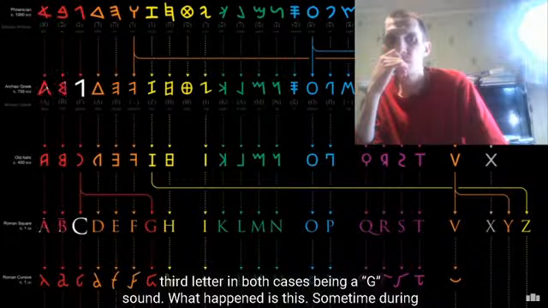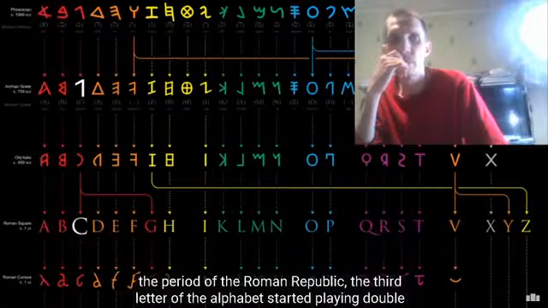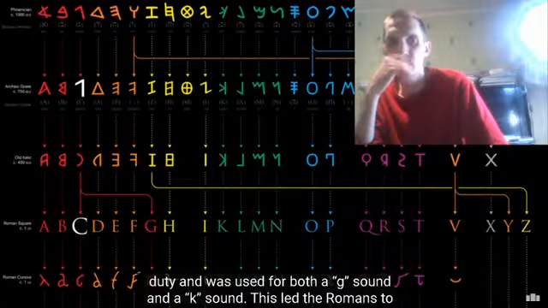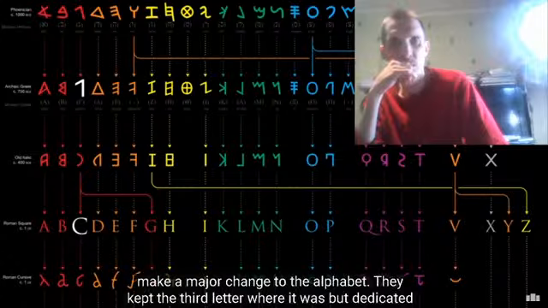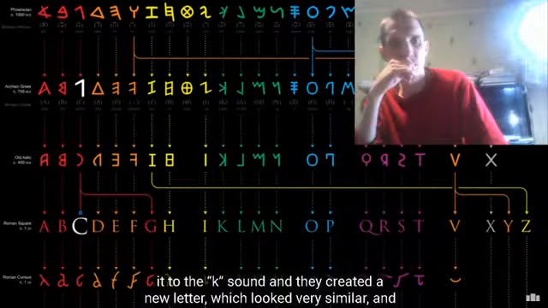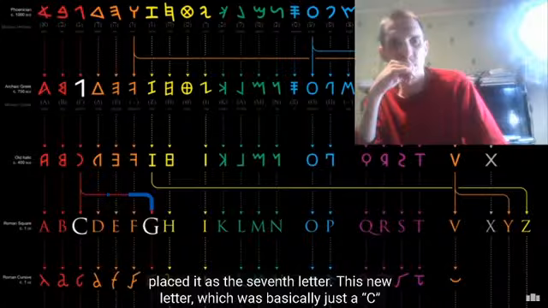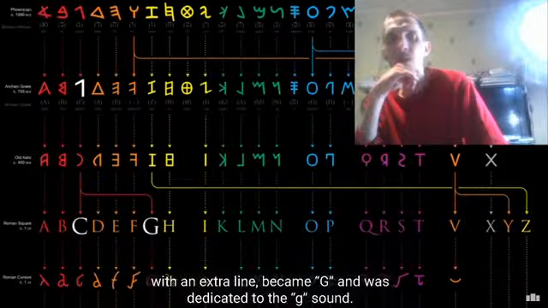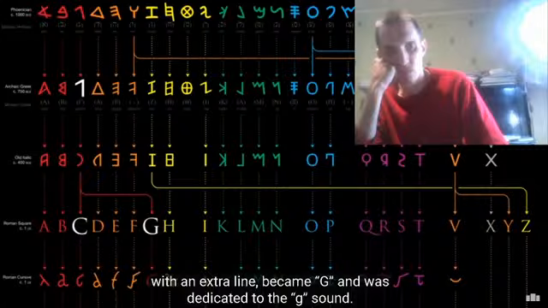What happened is this. Sometime during the period of the Roman Republic, the third letter of the alphabet started playing double duty and was used for both a G sound and a K sound. This led the Romans to make a major change to the alphabet. They kept the third letter where it was, but dedicated it to the K sound. And they created a new letter, which looked very similar, and placed it as the seventh letter. This new letter, which was basically just a C with an extra little line, became G and was dedicated to the G sound. But there was a problem.